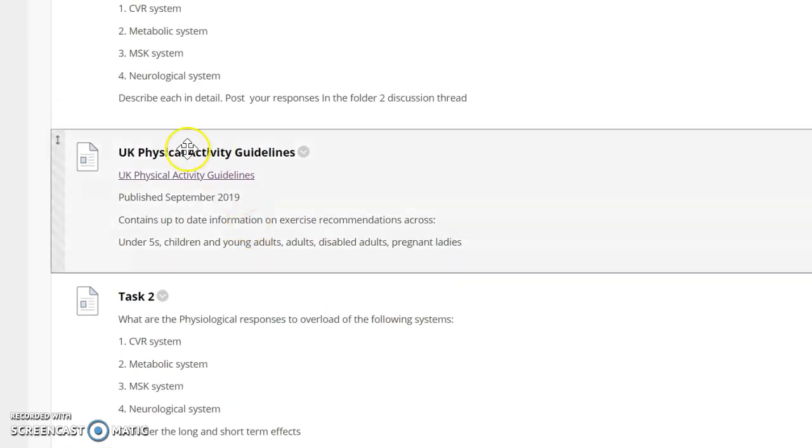If we look further up at the UK Physical Activity Guidelines, there's some really useful information in here, and there's actually some infographics within here that look at exercise recommendations across different patient groups. So this would be a really good starting point for looking at how to produce patient information, and especially for your assessment for this module.